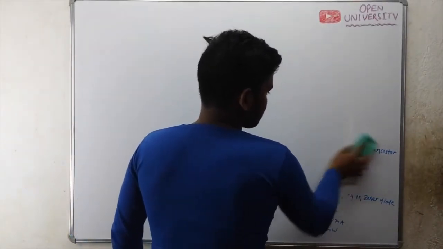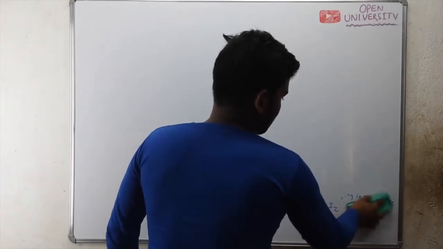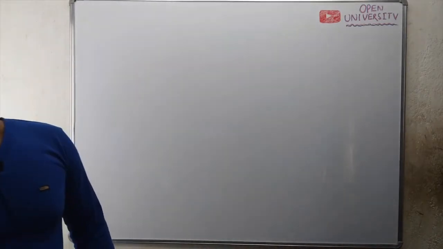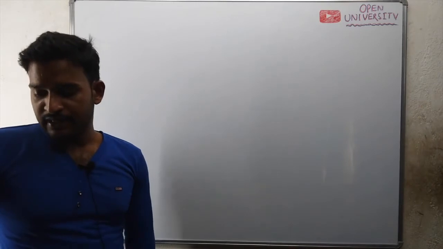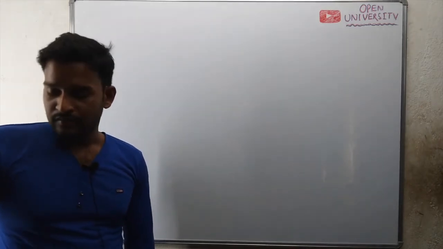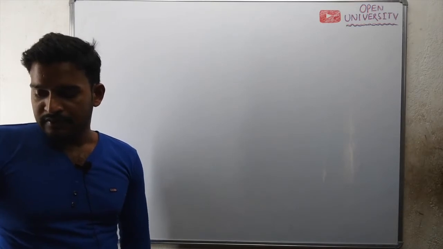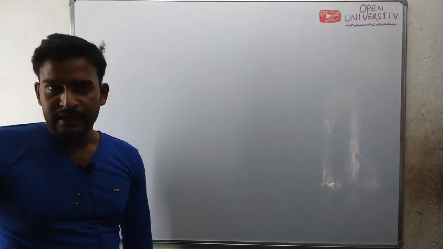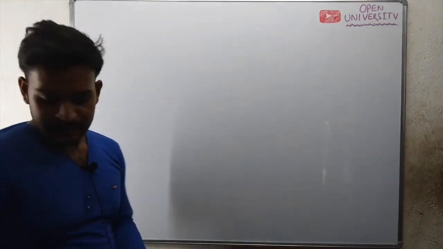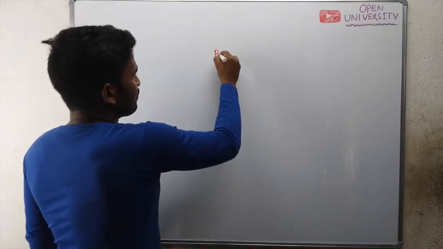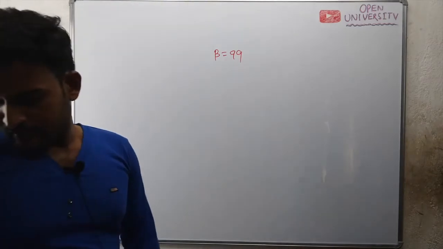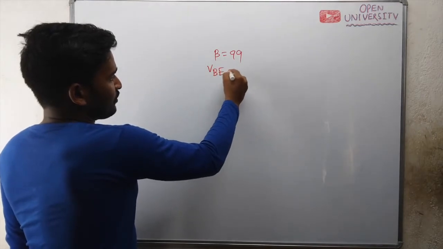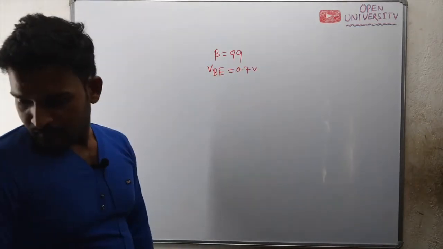Write down next question. In circuit shown, Zener diode has breakdown voltage 8.3 volt, and transistor has beta equal to 99 and VBE equal to 0.7 volt.